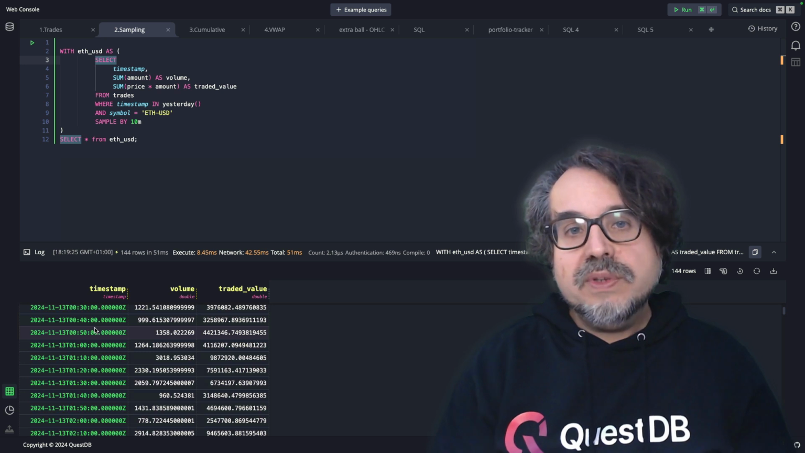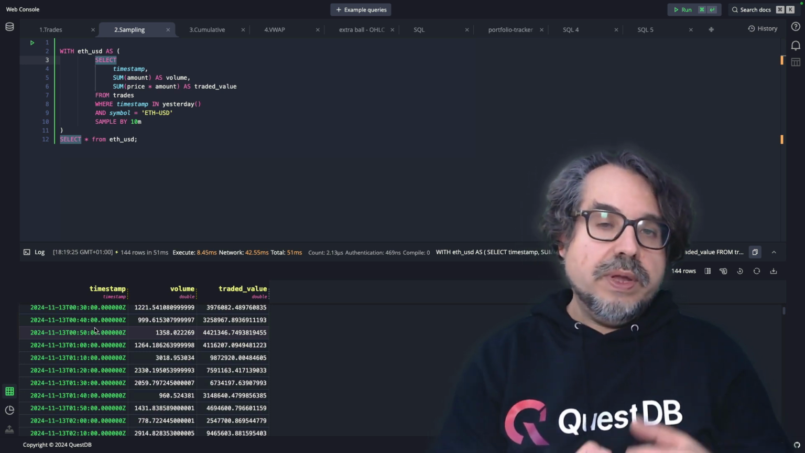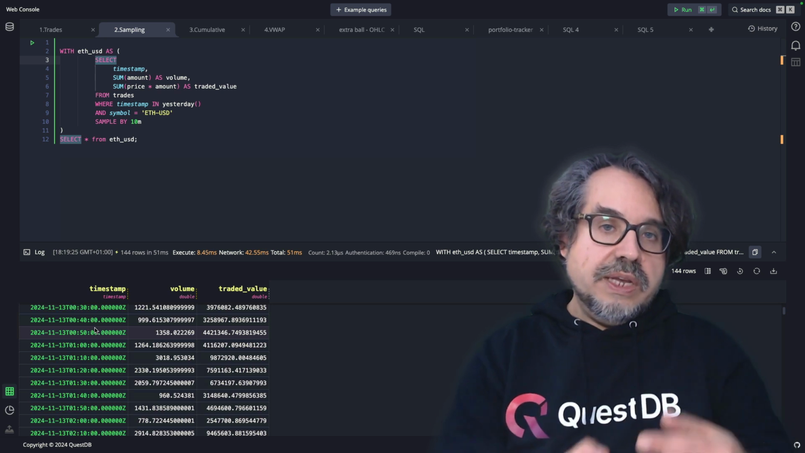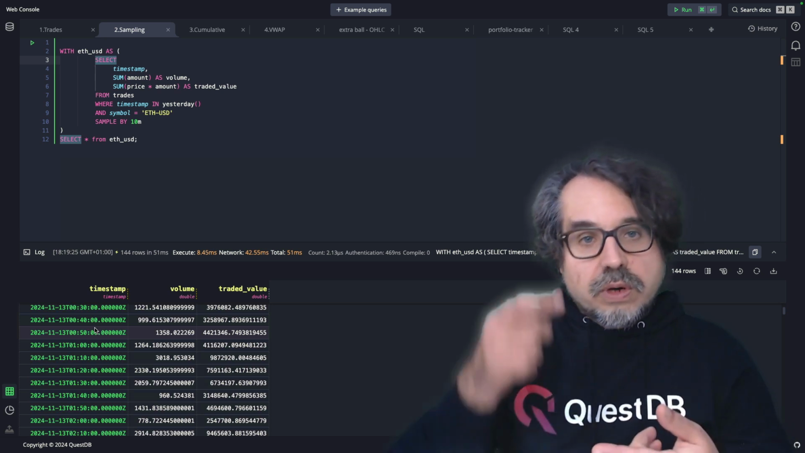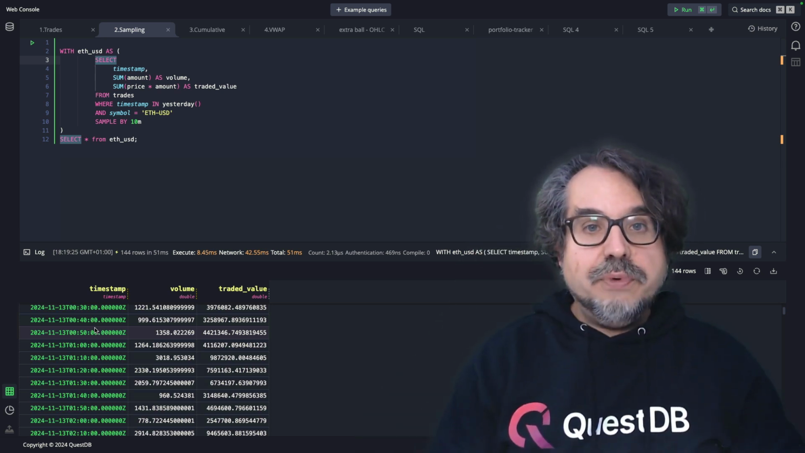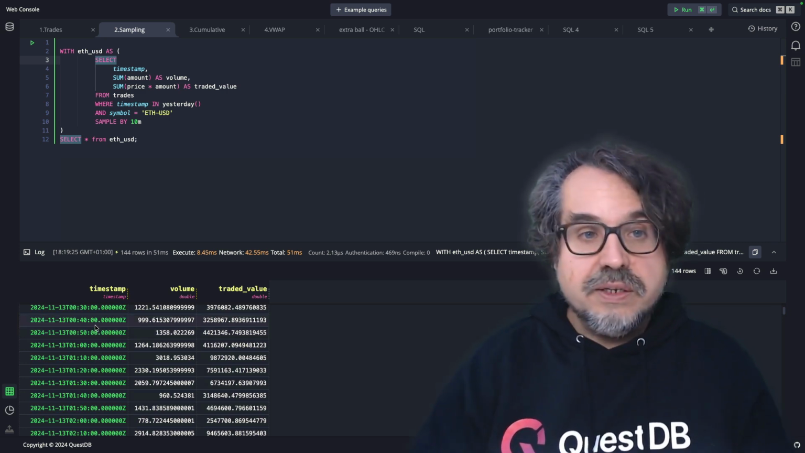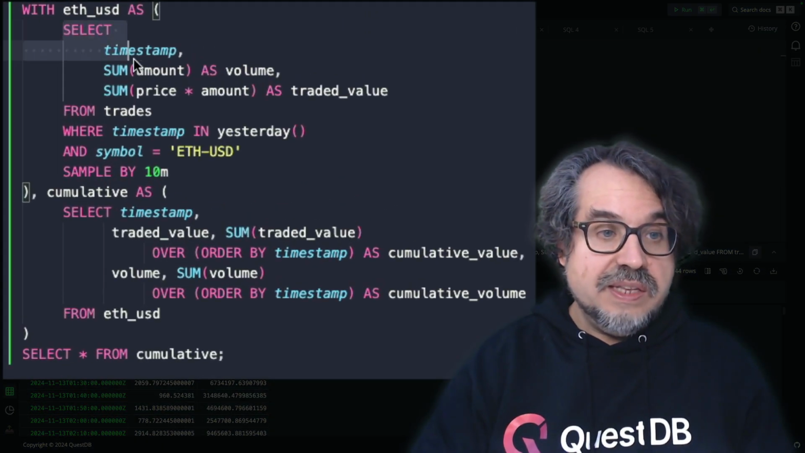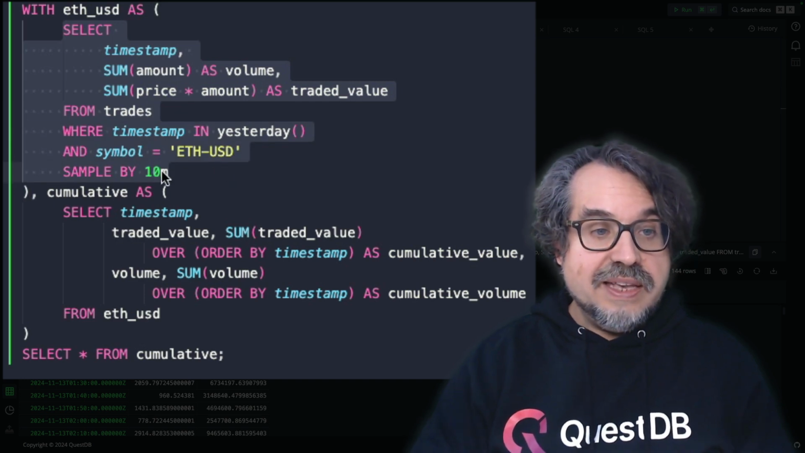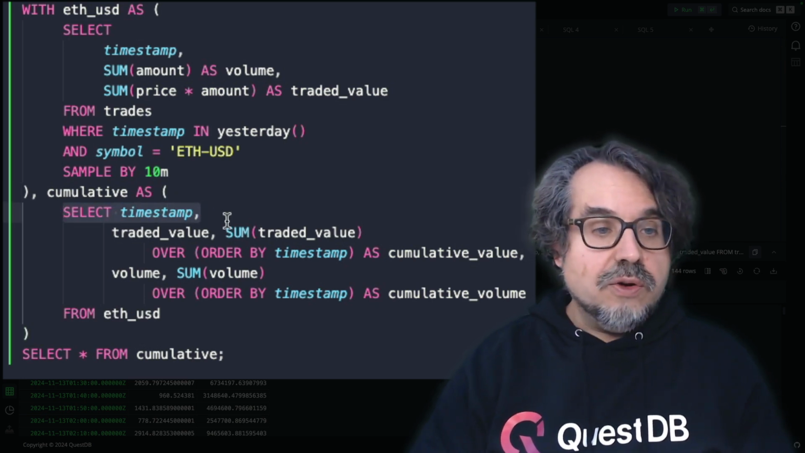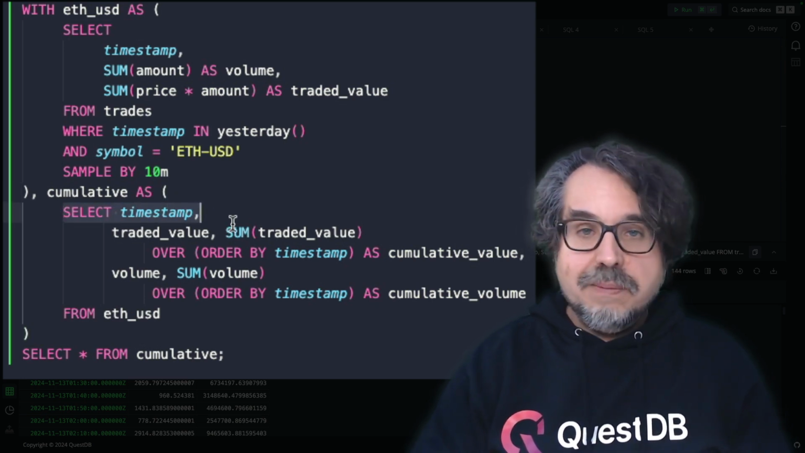VWAP is a cumulative metric. By cumulative, what I mean is that when you are calculating VWAP, you want to take for each row into consideration the values of all the rows that came before you. And for working with cumulative values in QuestDB, we have window functions. The first part of my query is exactly the one I had before. I'm just sampling the data in 10 minute intervals, as we see here in the results.